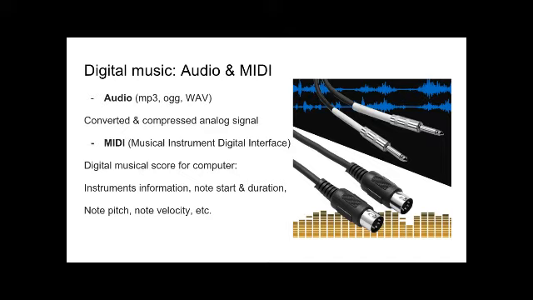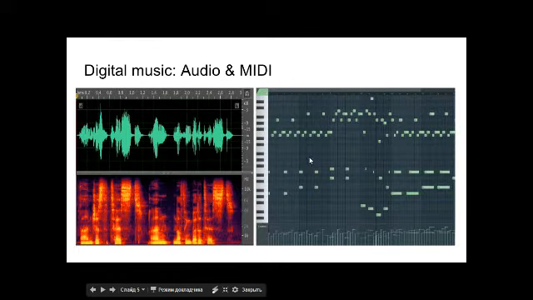When a musician plays music from paper, he sees the notes, he sees the instructions, and MIDI is the digital format for these instructions. It contains the instrument information, note start and duration information, note pitch, note velocity, like how hard the key should be pressed, etc. Actually, there is a picture here. It's not a very good representation of audio and MIDI. The next slide represents it better.